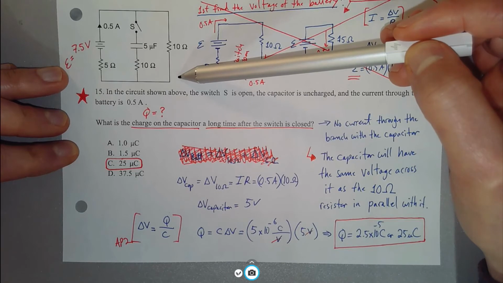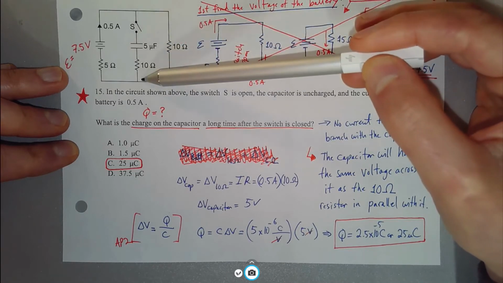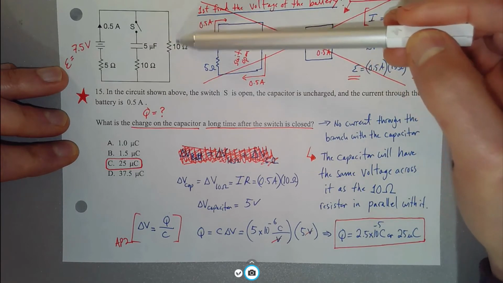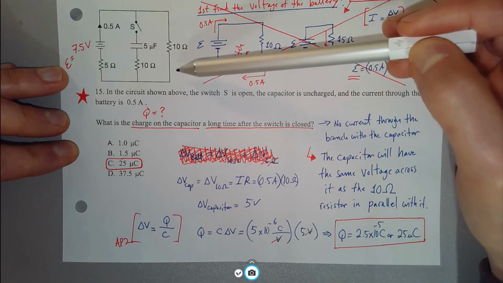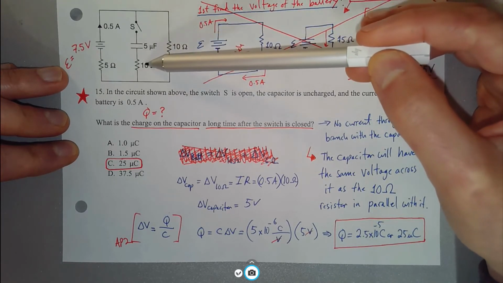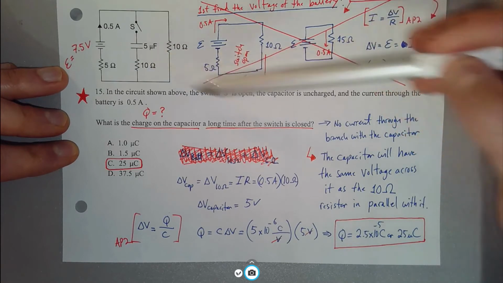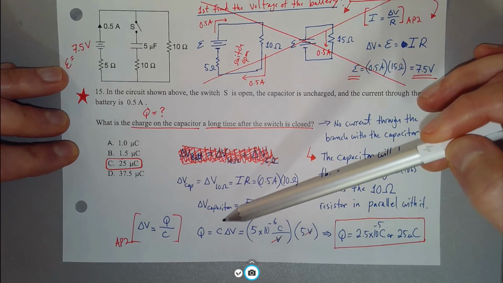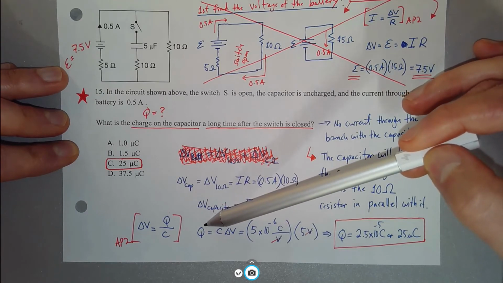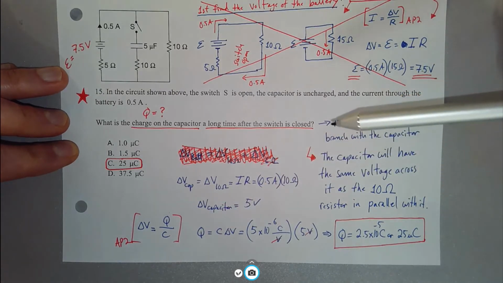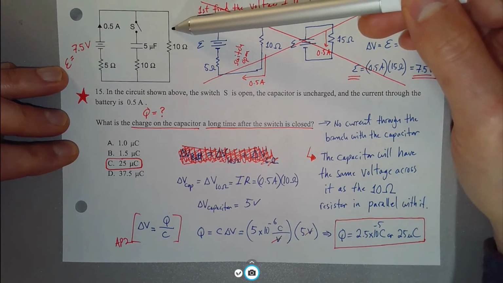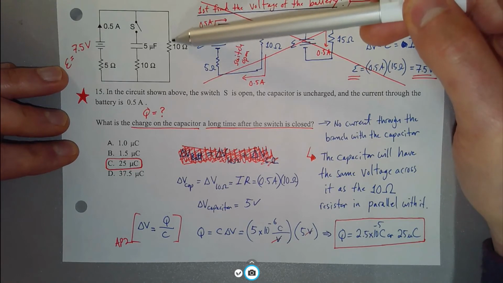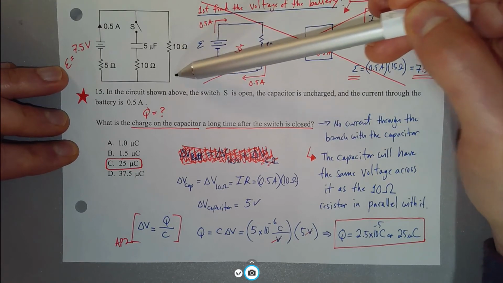And that's going to be the same as the voltage drop across this branch, which will be the voltage across the capacitor plates. So if we can just figure out the voltage drop across the 10 ohm resistor, that'll tell us the voltage drop across the capacitor plates, and we multiply by the capacitance, it'll give us the charge stored on that capacitor. So we know there's 0.5 amps of current which flow out of the battery and flow through the 10 ohm resistor.